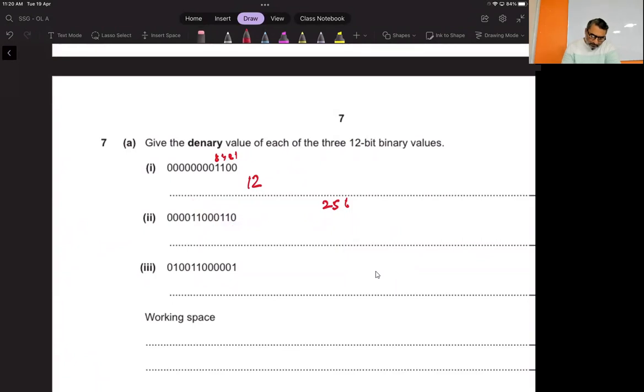So this is 2, 4, 64, 128. 128 and 64, 192, plus 4, 196, plus 2, 198.